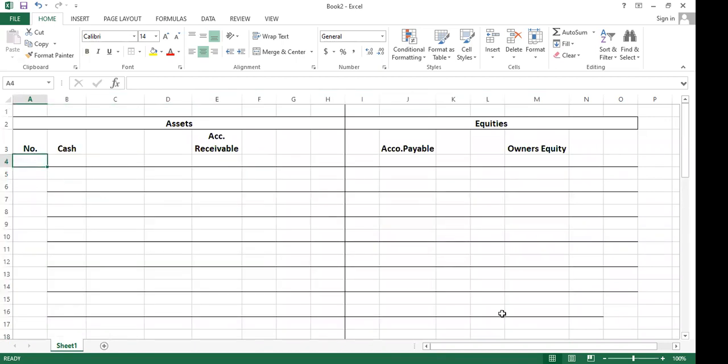Okay, number 1. Started business with cash value of rupees 500,000. Add 500,000 for the cash and add 500,000 for owner's equity. 500,000 cash, 500,000 owner's equity.